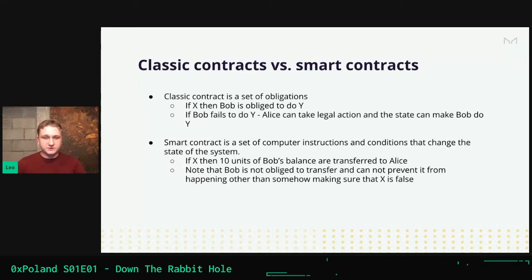When we look at the smart contract, it's completely different. Smart contract is a set of computer instructions and conditions that change the state of the system. If X, then 10 units of Bob's balance are transferred to Alice. Note that Bob is not obliged to transfer and cannot prevent it from happening other than somehow making sure that X is false. So this balance is just transferred automatically, whereas in the first case, Bob was obliged to do that, and Bob could just refuse to do that, and that will delay the process by a lot.